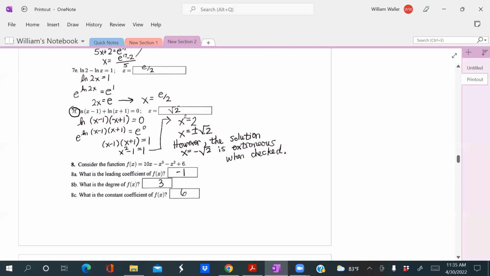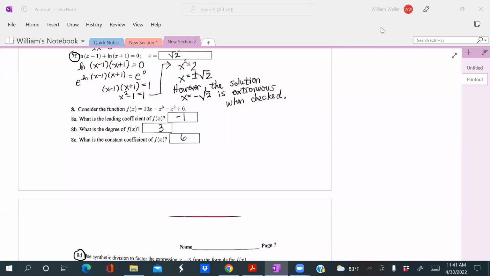The same problem doesn't happen with positive square root of 2. If you plug in positive square root of 2, you get positive square root of 2 minus 1, which is still positive. It's a small number, but it's still positive. And then, of course, square root of 2 plus 1 is definitely positive. So that solution may check, but minus square root of 2 definitely is an extraneous solution. Okay, I'm going to pause again here for a second, briefly, and then we will resume.